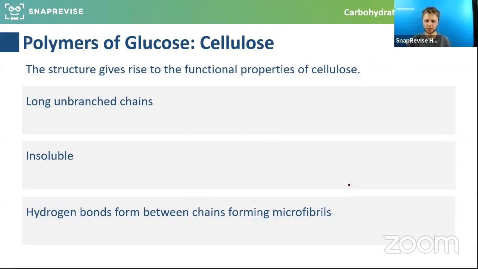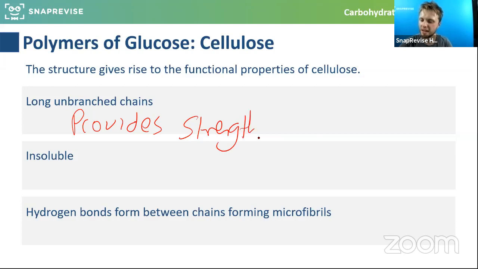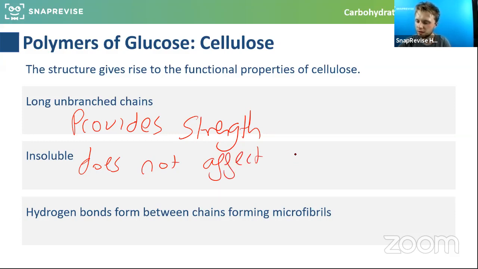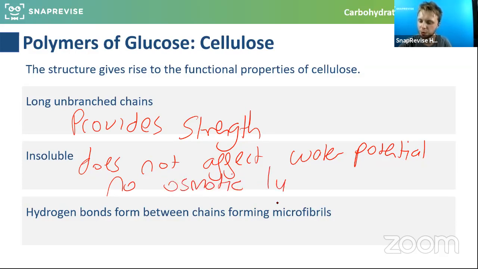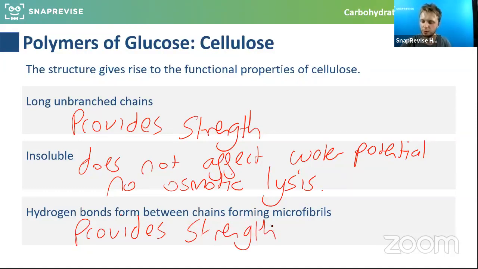In terms of giving you similar properties, the long unbranched chains are mostly doing the same thing. This provides strength. In terms of it being insoluble, exactly the same as before. So insoluble does not affect water potential, so no osmotic lysis. Again, you have to get into the habit of saying these things again and again. And hydrogen bonds forming between the microfibrils also provide strength. Cellulose is very basic. It's just a molecule to keep stuff strong. And by stuff, I mean cell walls.